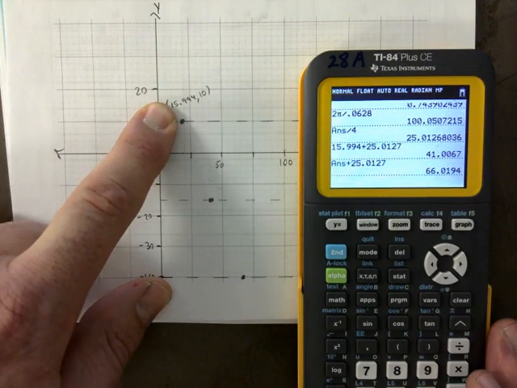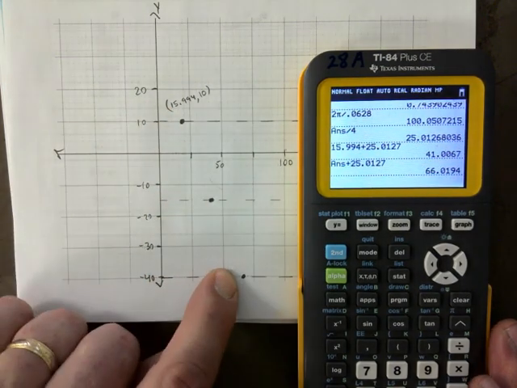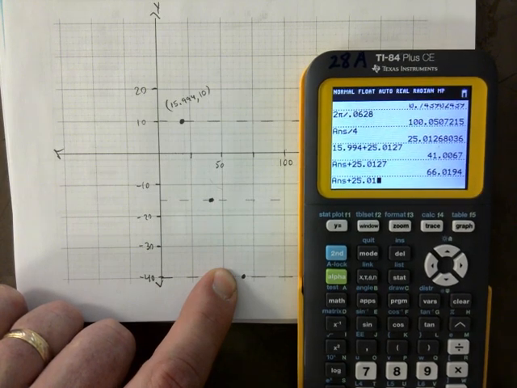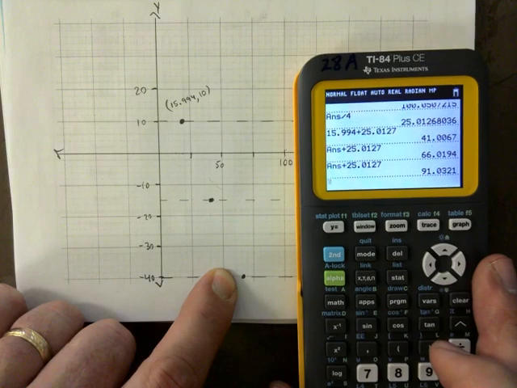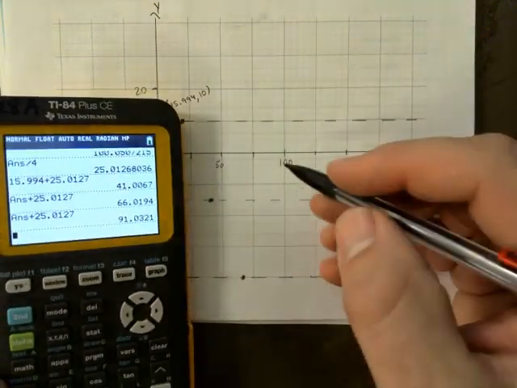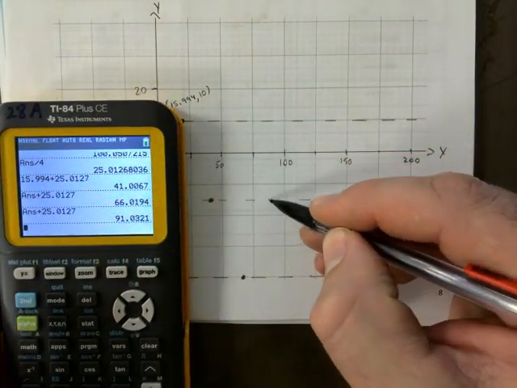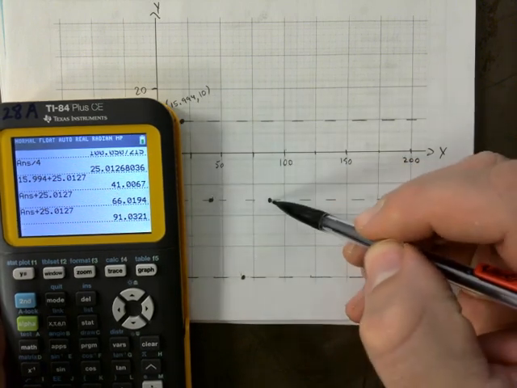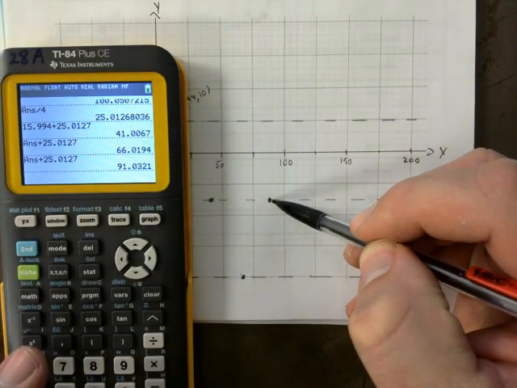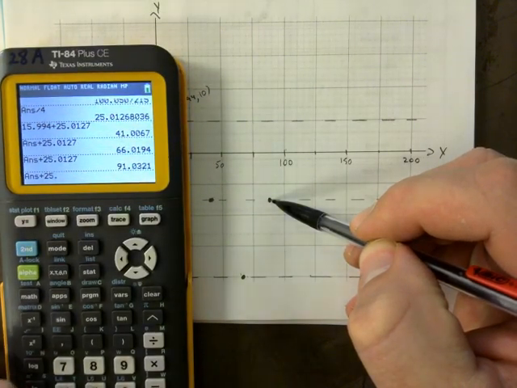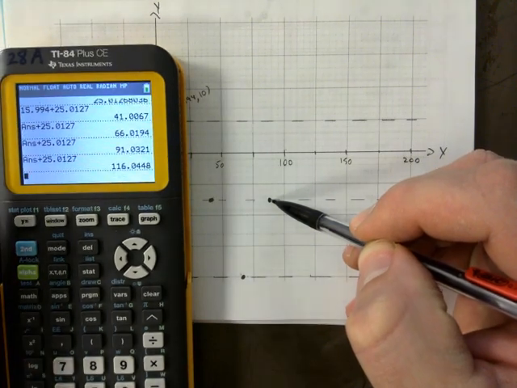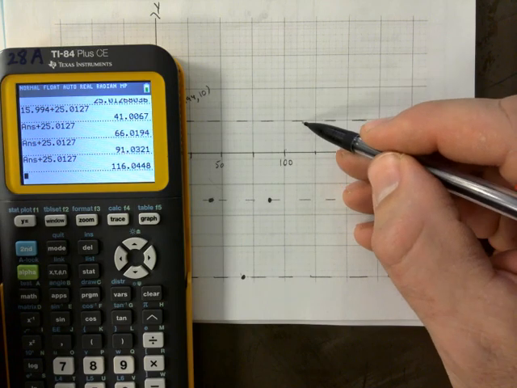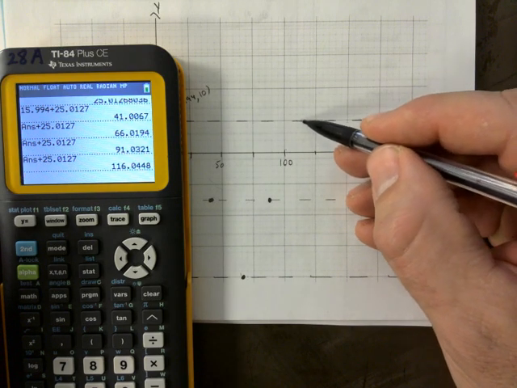Okay, so you jump from max, mid, min, and then you add another scale to it, 25.0127, which gets you to 91.03. That's right about there. So I always jump from max, mid, min, back to mid, and then you add another scale. That's 116. It's right about there.